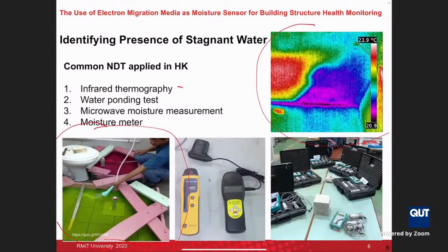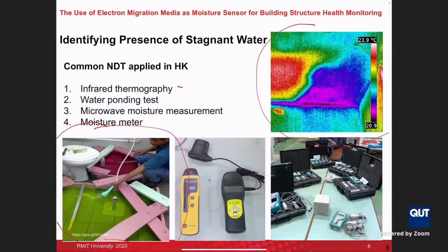So if there's crack or seepage, then the colored water will penetrate into the concrete, and then they can see the colored water at the bottom side of the slab. That means the ceiling of the floor below. So that's the current practice we did in Hong Kong.